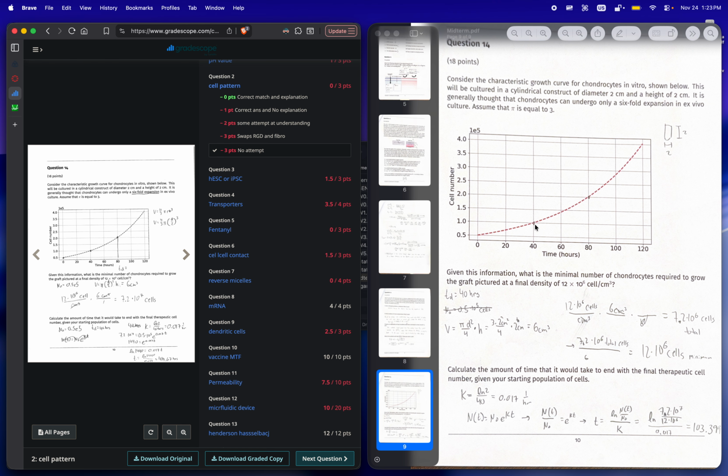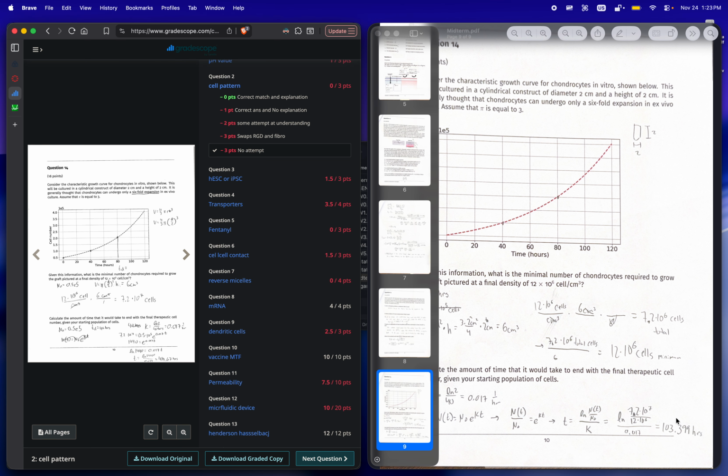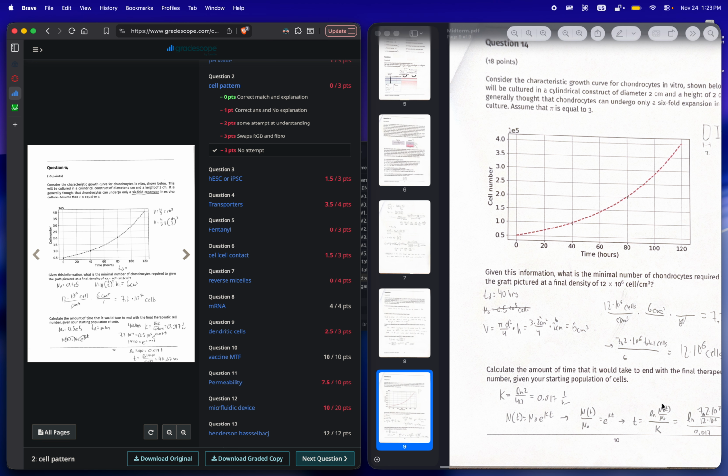Here, you can look at the doubling time, and then rearrange to solve for K. Then you can plug that in, rearrange to solve for T, plug in your final density, plug in your final cell number, initial cell number, the K that we solved for, and this will give us the time in hours, so 103 hours about. That's the whole exam. Thank you.